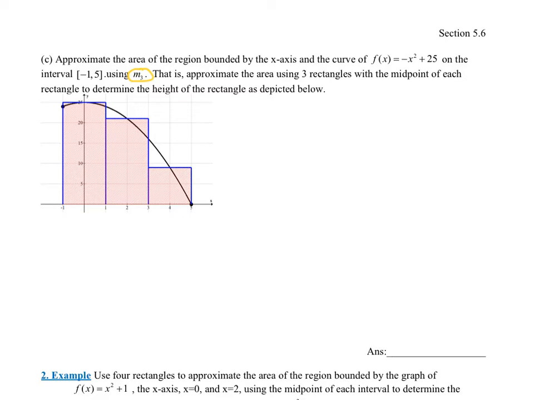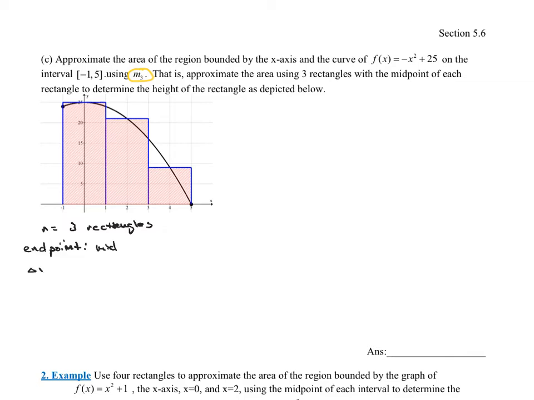Now what's nice about this picture is that it looks like I overestimate a little, but I also underestimate a little, so it seems to me like this one is going to be even more accurate than using the right endpoint or the left endpoint. So let's get our stuff together here. How many rectangles do I want? I want 3 rectangles here. The next question was, which endpoint am I going to be using? The endpoint that I want to use is not the endpoint, it's the midpoint. Okay, we'll look at that in just a second.